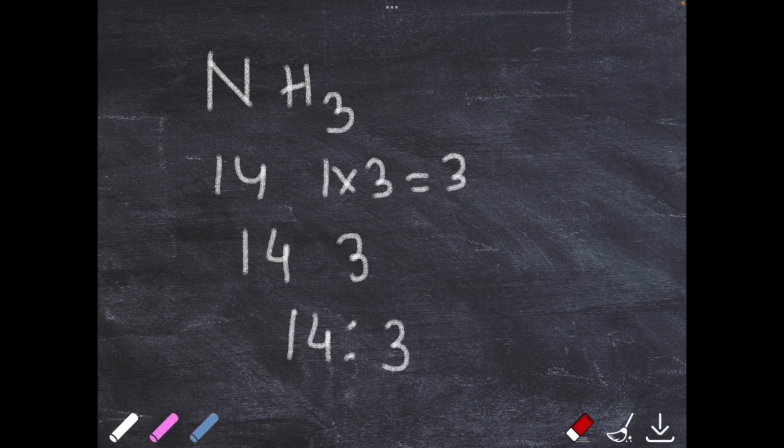Irrespective of the source of ammonia, the ratio in which the elements nitrogen and hydrogen combine to form ammonia, that ratio by mass will always be fixed, that is 14:3. Let's take one more example.